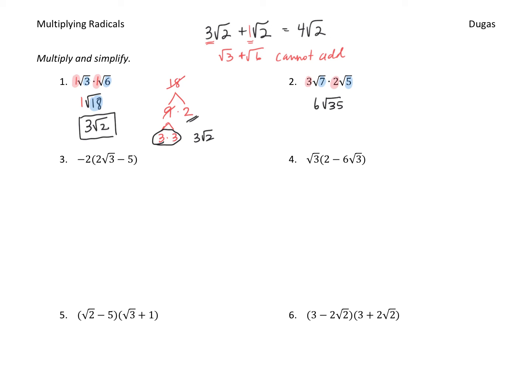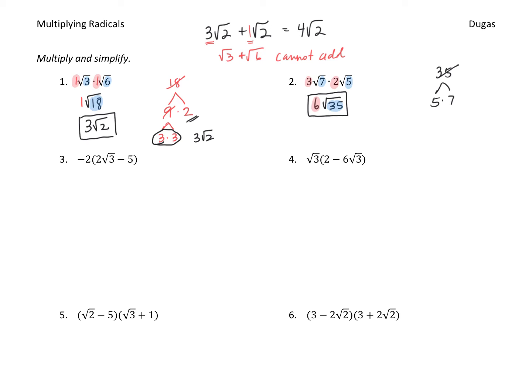We're doing the same thing here. 7 times 5 underneath the radical gives us 35. And the 3 times the 2 on the outside gives us the 6. You should make sure that you can't simplify the radical. 35 is 5 times 7. Both of those are prime. There are no pairs, so you can't simplify the radical any further. So 6 times the square root of 35 is our product for number 2.